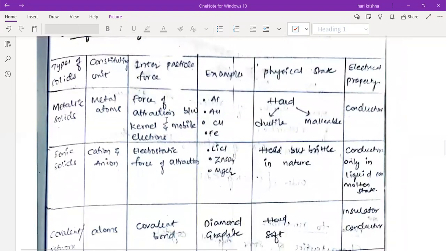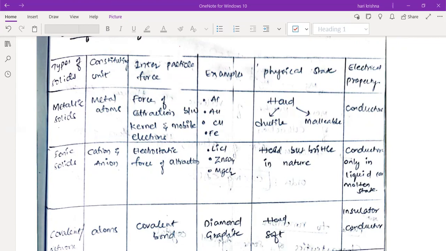So today we'll start with the classification of solids. You'll get at least one question from this. So metallic solids. If we discuss the tabular column, the first column indicates the type of solid. The second column tells about the constituent units. The third column tells about the interparticle force. The fourth column gives the examples of the given solid. The fifth column is about the physical state, and the last column is about the electrical properties.